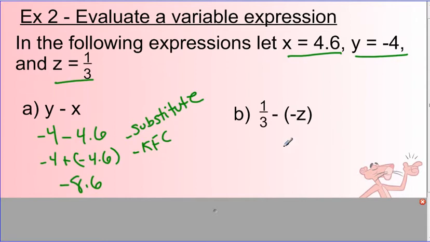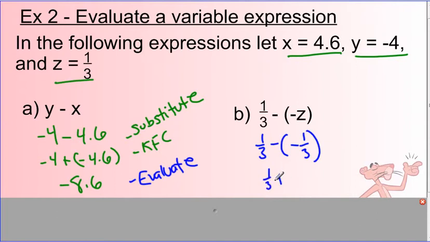Letter B. Same thing. We're going to substitute, then KFC, and then I guess this last step is called evaluate. So substitute: 1/3 minus a negative, and z is 1/3. KFC, so we're going to do keep, flip, change. This turns into 1/3 plus 1/3. And 1/3 plus 1/3 is easy for us. We get 2/3.